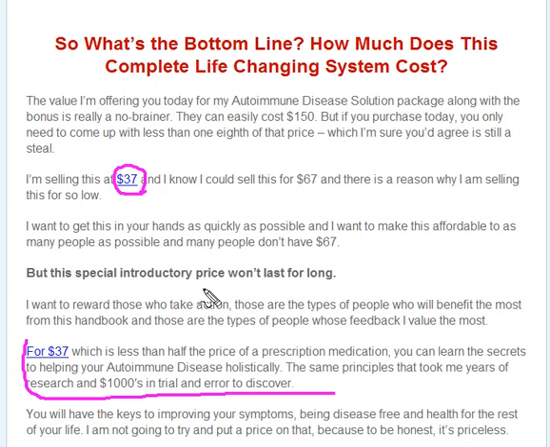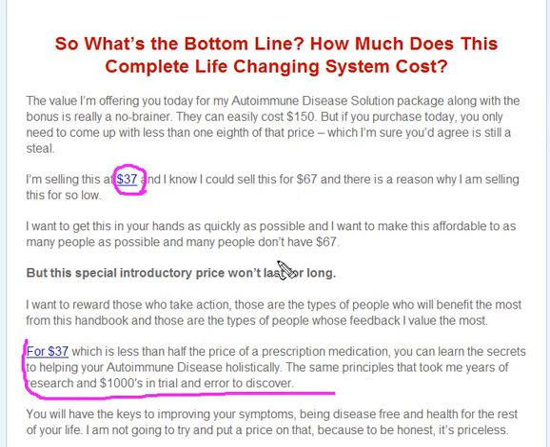A good other comparison as well, and I think you did it later in the letter, is how long it took you and the hours of research. In other words, say if they were to spend 3 years doing all of this research, how much it would cost them. But you're only asking them to pay $37.